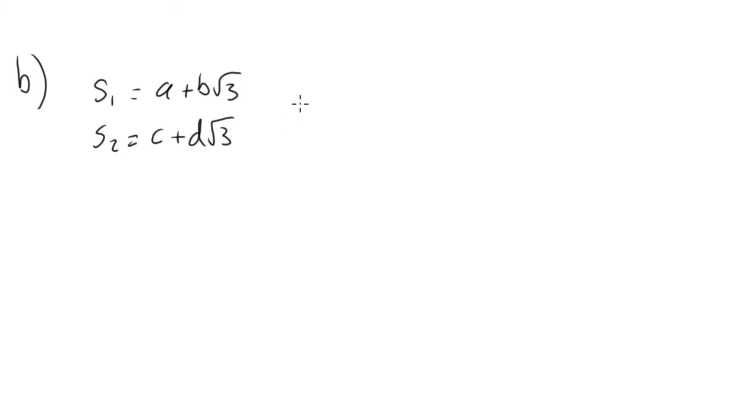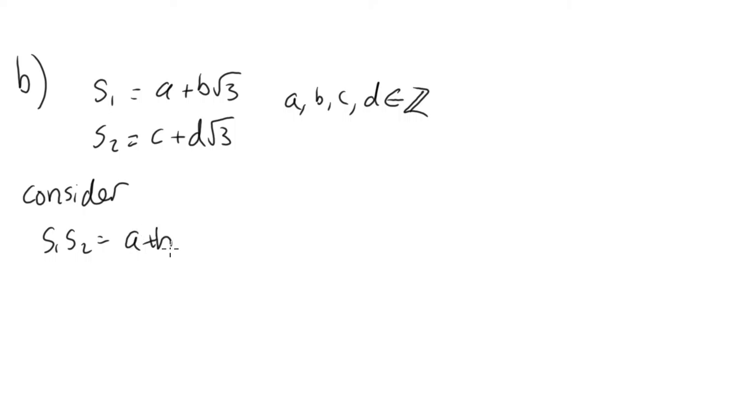Now we can have a look at part B, which asks us to do the same thing for multiplication. Again we define two elements, S1 to be A plus B root 3 and S2 to be C plus D root 3, where A, B, C and D all belong to the integers. Now we consider S1 multiplied by S2, which is A plus B root 3 multiplied by C plus D root 3.